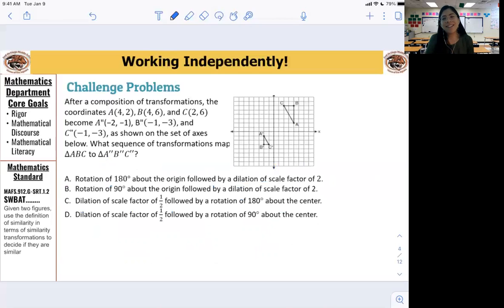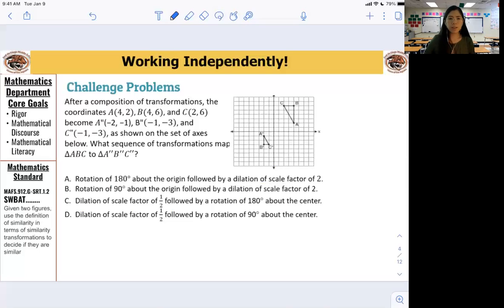After a composition of transformations, the coordinates A, which is (4, 2), B, which is (4, 6), and C, which is (2, 6), become A', B', and C'. A' is (-2, -1), B' is (-1, -3), and C', which is (-1, -3) as well. As shown on the set of axes below, which sequence of transformations maps triangle ABC onto triangle A'B'C'?